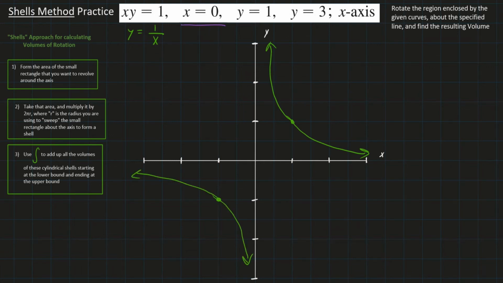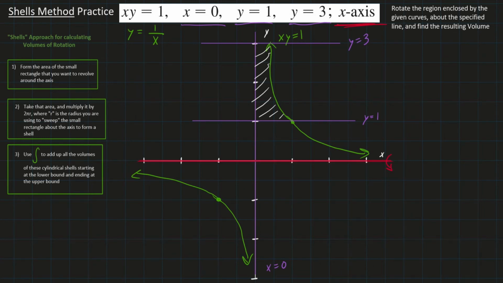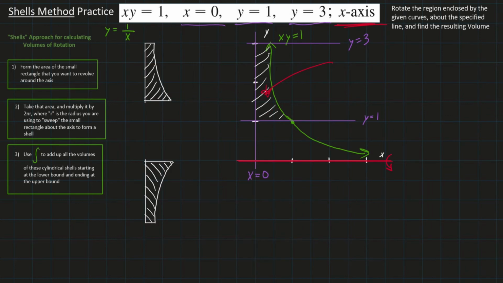Okay, now for the lines. X is equal to 0, all the points that have x's of 0. Y is equal to 1. And y is equal to 3. So our target region is this. And we want to rotate this region around the x-axis. So here's our x-axis. If we take this area and swing it around that x-axis, we'll get this volume.